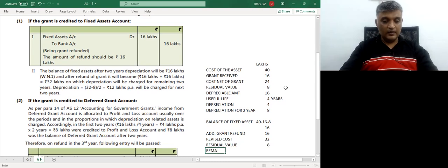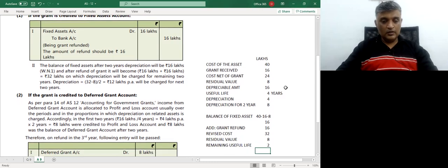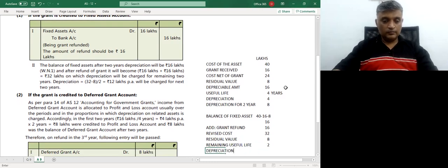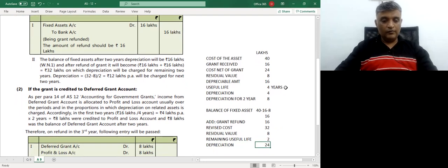What is the remaining useful life? 2 years. So what is the depreciation now? It's going to be 32 minus 8, right? Which is 24, and 24 divided by 2. That will give me 12 lakhs. 12 lakhs per annum. Right? So for the next 2 years, if they charge 12 lakhs every year, that will be appropriate.